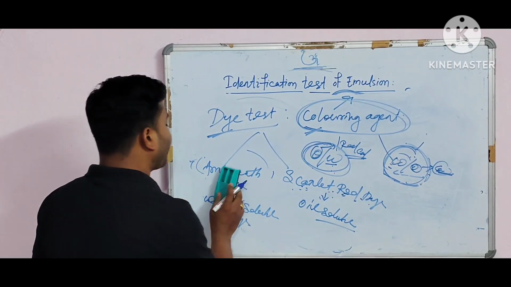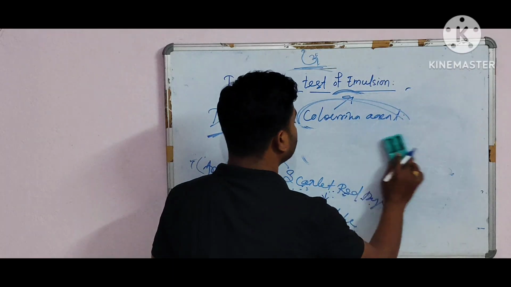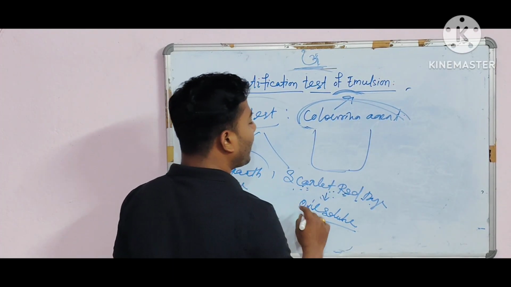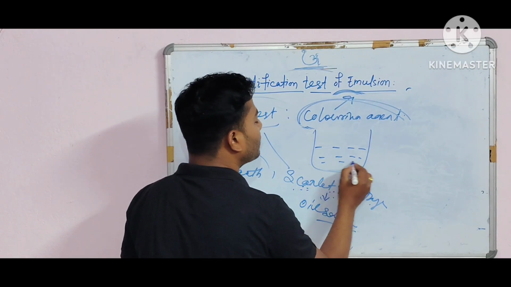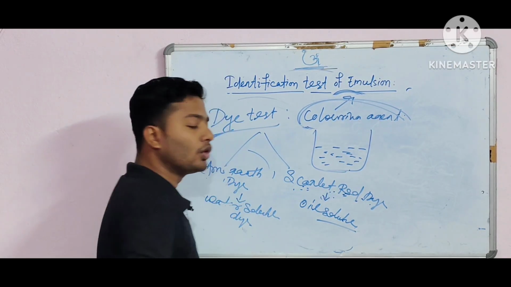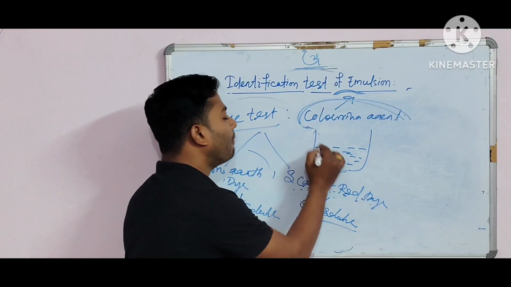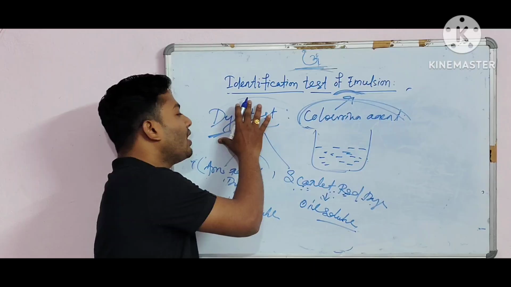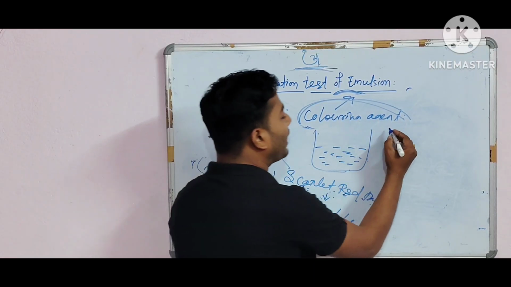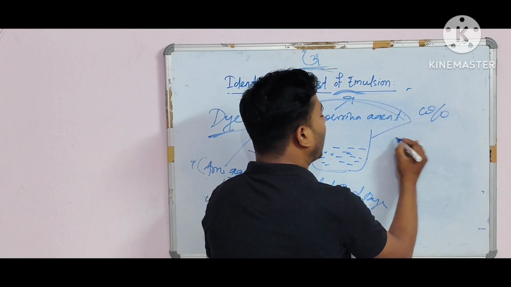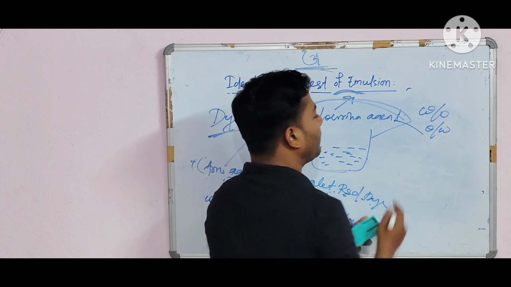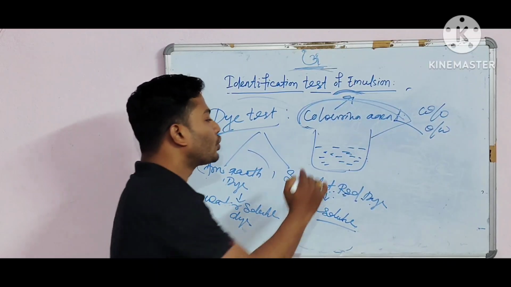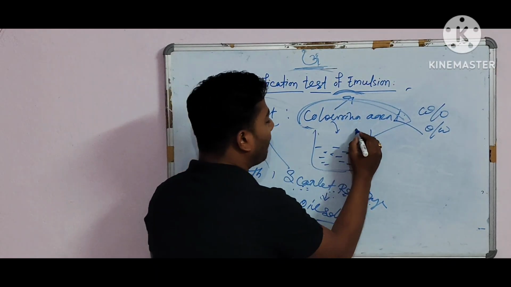Clear? So now another example. Suppose in this beaker, I don't know which type of emulsion it contains. In that case you have to use some dye test, and by using the dye test you have to identify whether it is W by O type of emulsion or O by W type of emulsion. So in that case you have to use some amaranth dye.